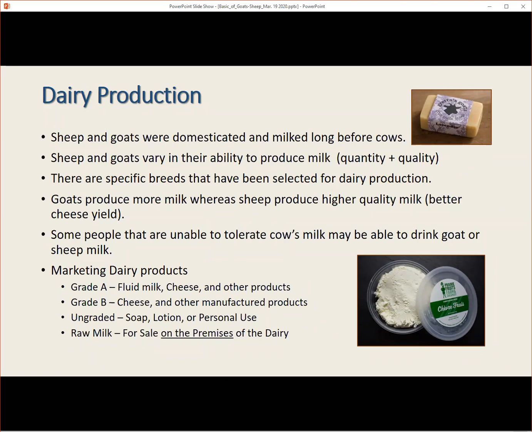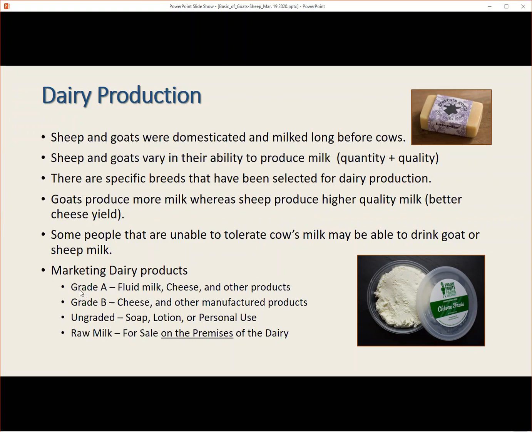Dairy production, the key thing we need to remember here is that both sheep and goats were milked before the cow was. Goats produce more milk, but sheep produce a higher protein, a higher fat content milk, which makes a more desirable cheese. Although we make great cheese out of goat milk.